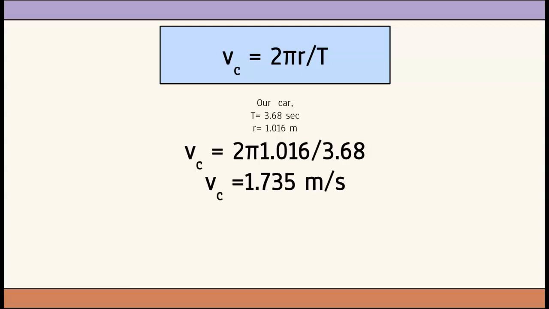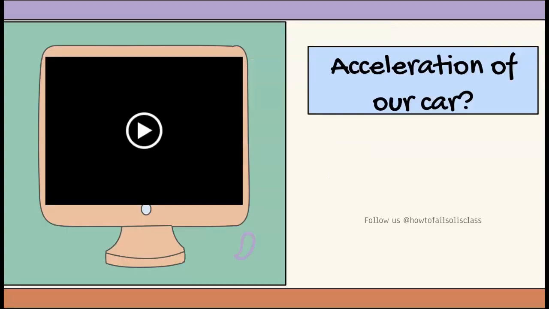So for our car, it traveled 3.68 seconds, and the radius was 1.016, and the calculations are as followed, giving us a velocity of 1.735 meters per second. We also are going to show the acceleration of our car and the vectors that go along with that.